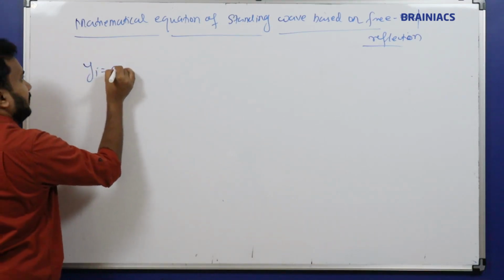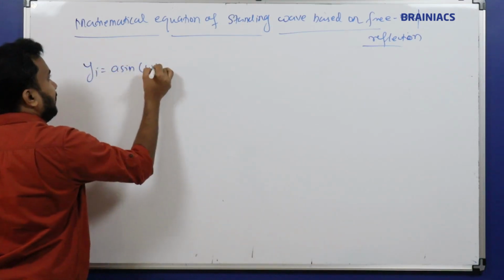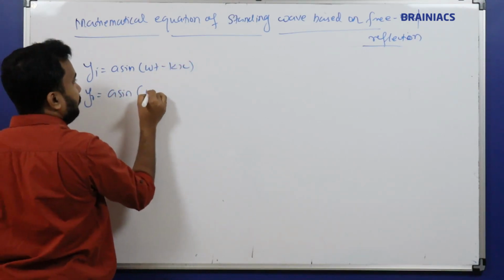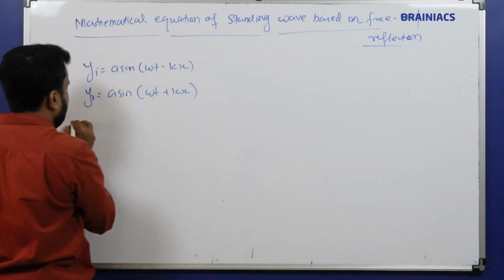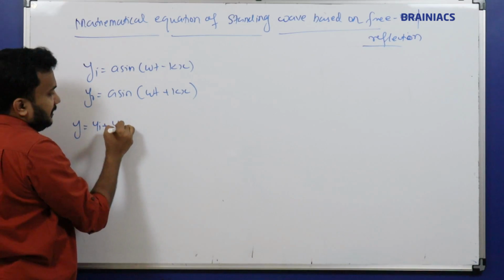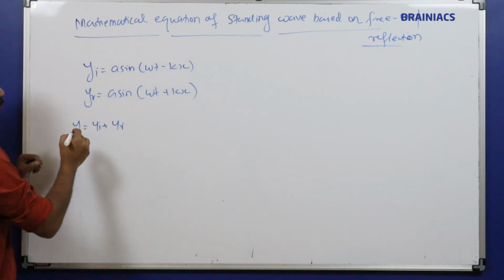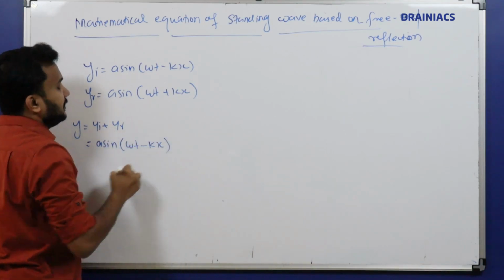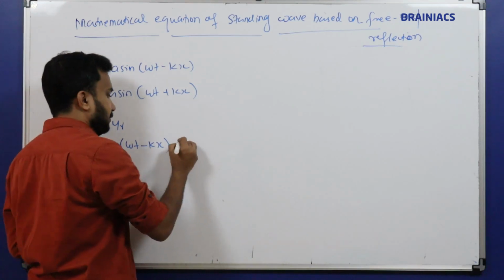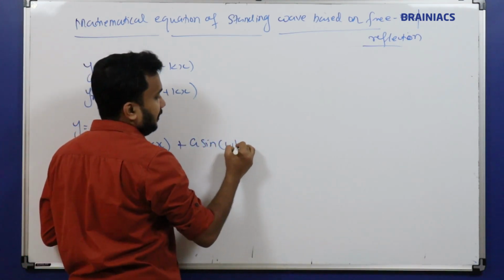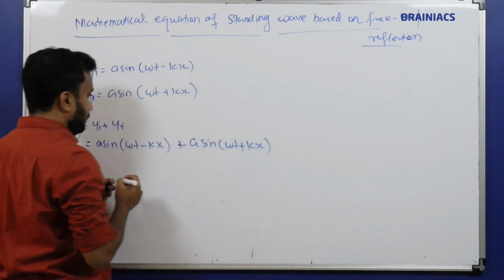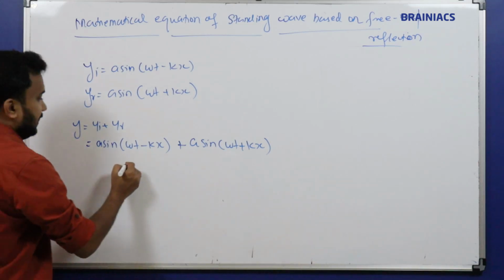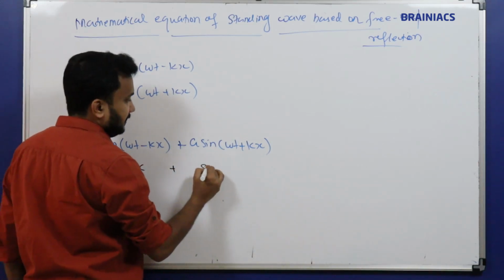What is the incident wave? A sine of omega t minus kx. What is the reflected wave? A into sine of omega t plus kx. Now we'll do y will be equal to yi plus yr. Okay, so we'll simplify this one. A into sine of omega t minus kx plus a into sine of omega t plus kx. So this is what format we have now? Sin c plus sin d format.